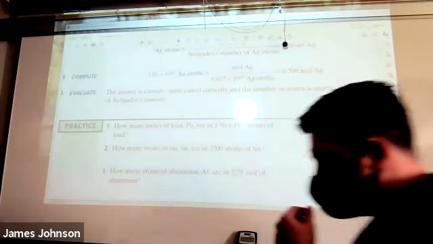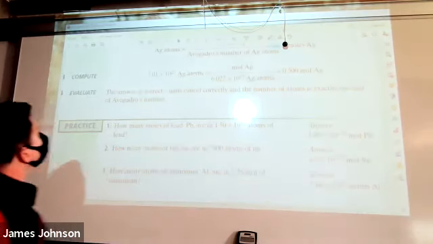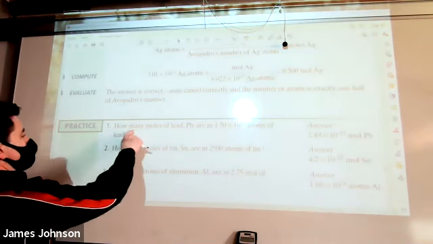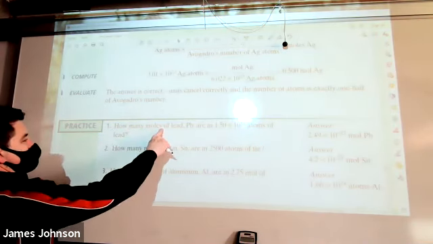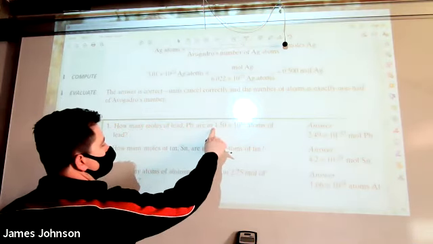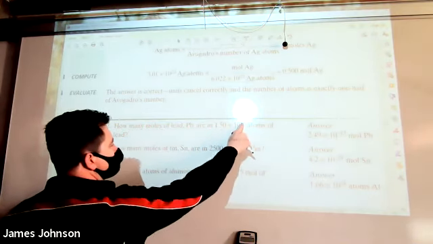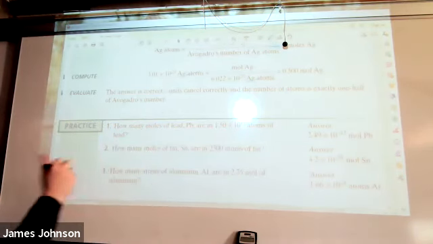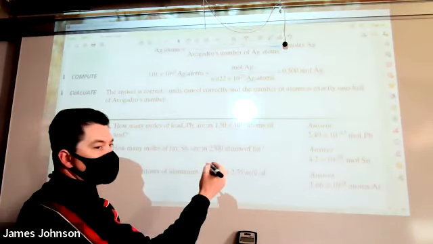All right, so practice problem number one, associated with Sim Problem 3-4. How many moles of lead, which is Pb, are in 1.50 times 10 to the 12th atoms of lead? So let's start with what the question has actually given us.